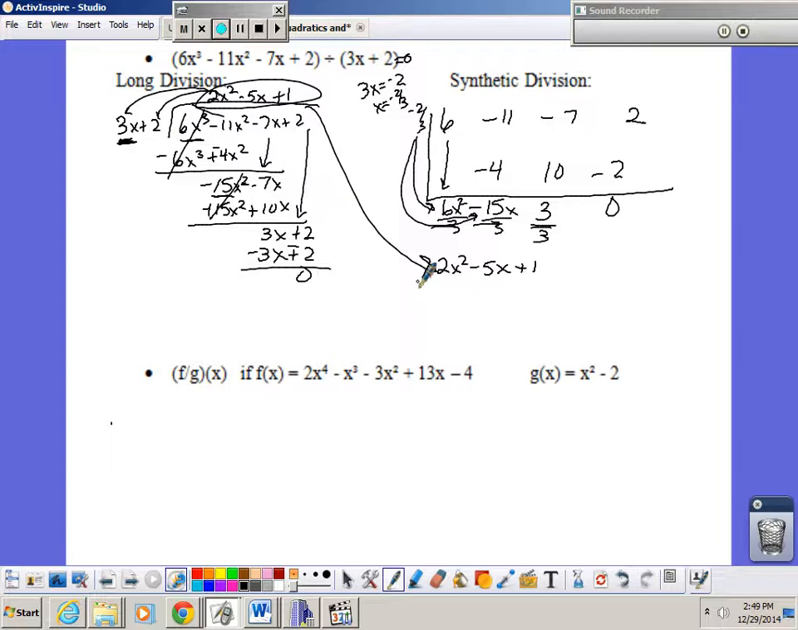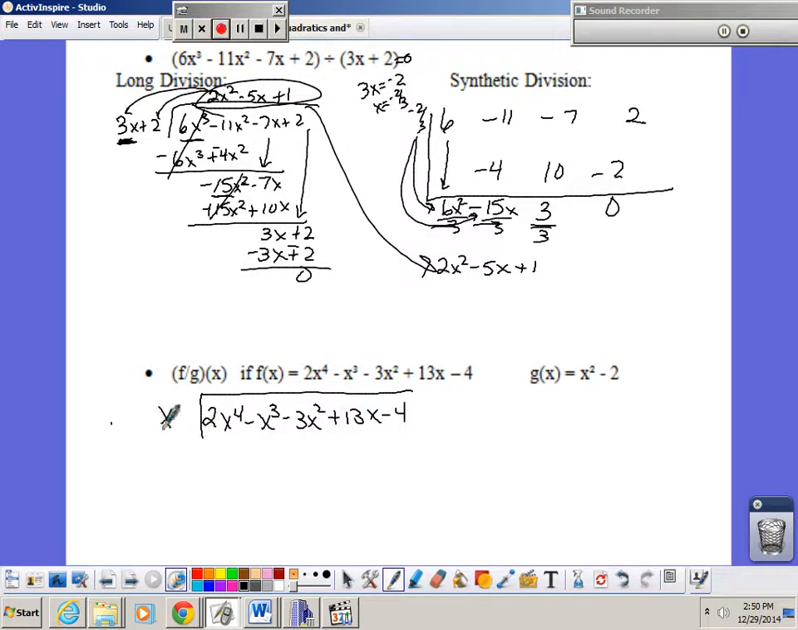Now, why do you have to know long division and synthetic division? Because in long division, sometimes it's easier to use long division than synthetic division. Like in this next one, I have 2x to the 4th minus x cubed minus 3x squared plus 13x minus 4. Now please remember, if this x cubed didn't exist, I would have to put a 0x cubed in there. I have to have a space for each decreasing x. So if it's not there, you have to put a 0, that x.